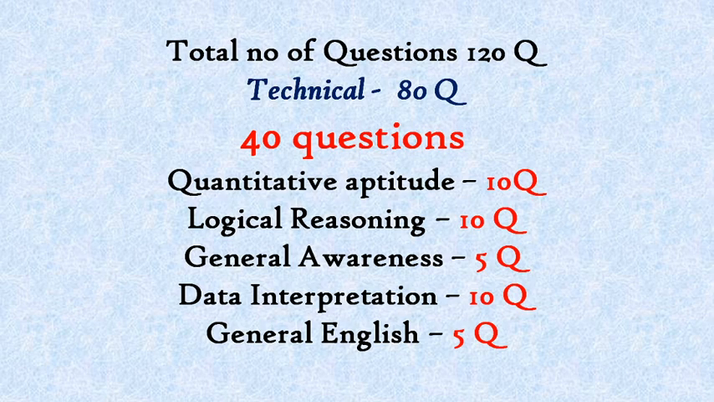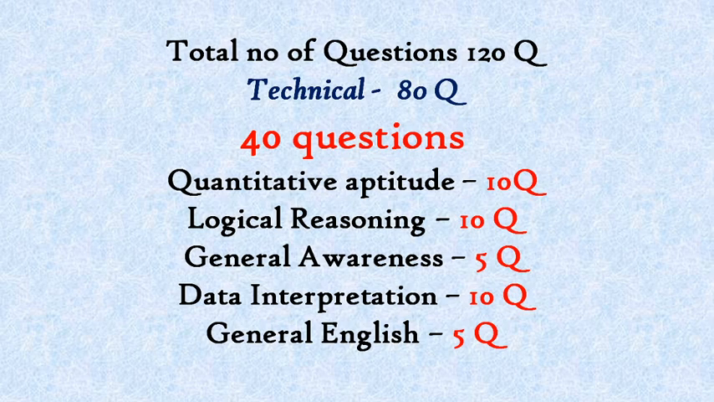As you are all aware, there are 120 questions: the technical portion has 80 questions and non-tech has 40 questions, but first we'll focus on the non-technical portion and we'll come back to technical. For the classification, quantitative aptitude had 10 questions, logical reasoning 10 questions, general awareness 5 questions, data interpretation 10 questions, and general English 5 questions. So this is the requisite classification of questions.